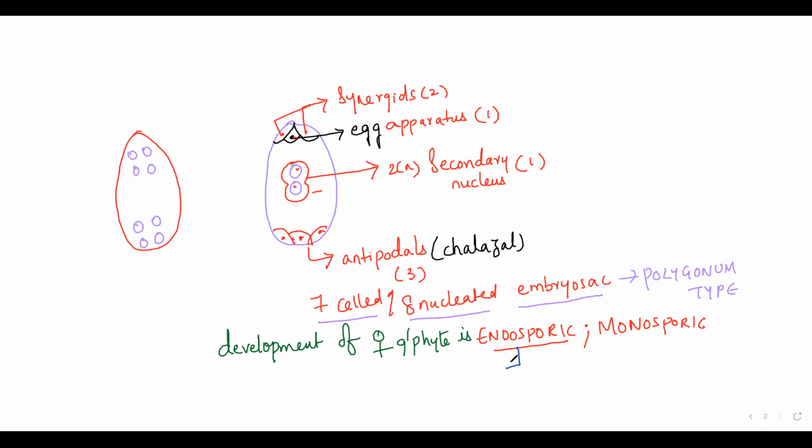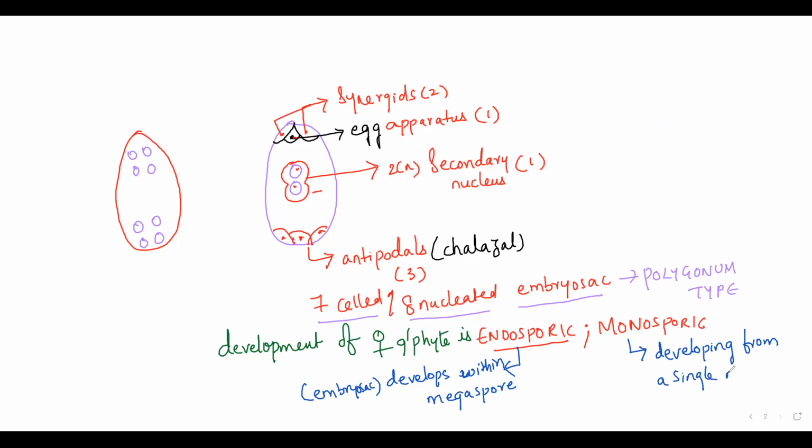So it is endosporic because it develops within the megaspore. Who? The embryo sac. Right? Who is developing? Embryo sac is developing within the megaspore. Why is it monosporic? Because it is developing from a single megaspore. So we call the embryo sac or the female gametophyte in angiosperms as a polygonum type, endosporic, monosporic. Do you understand these now?